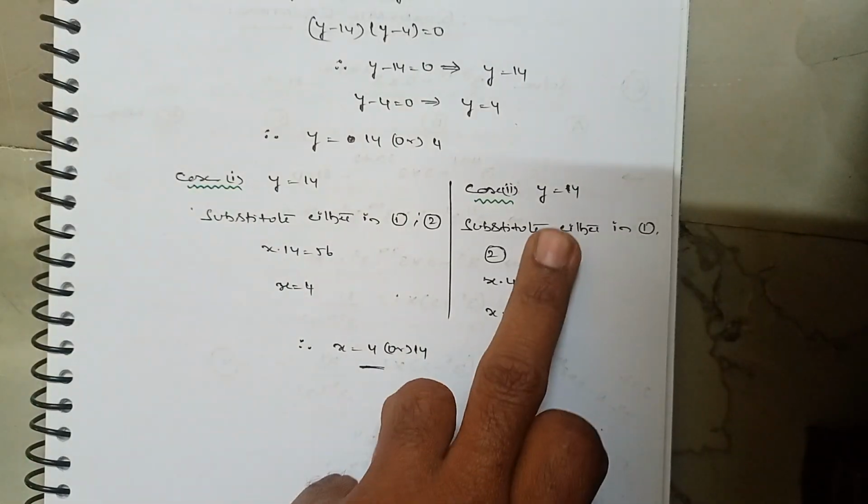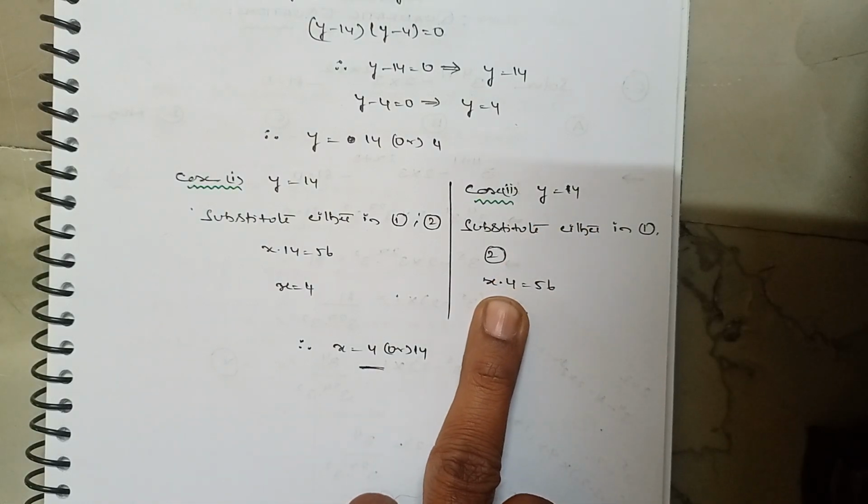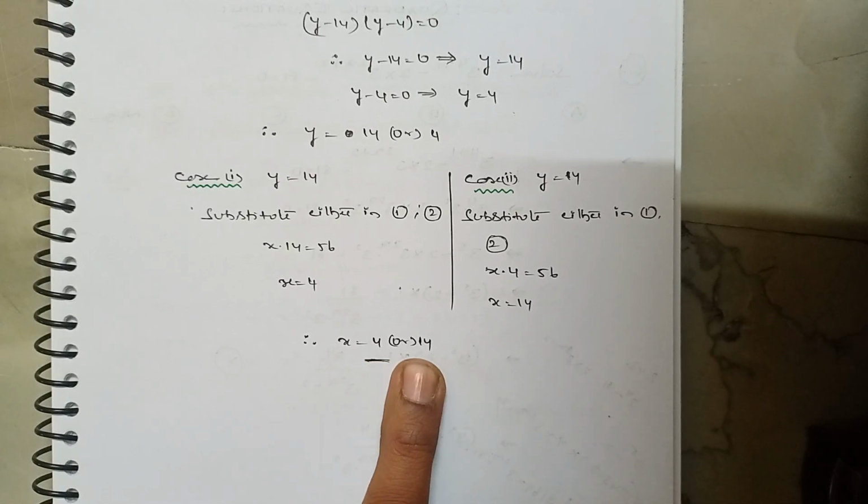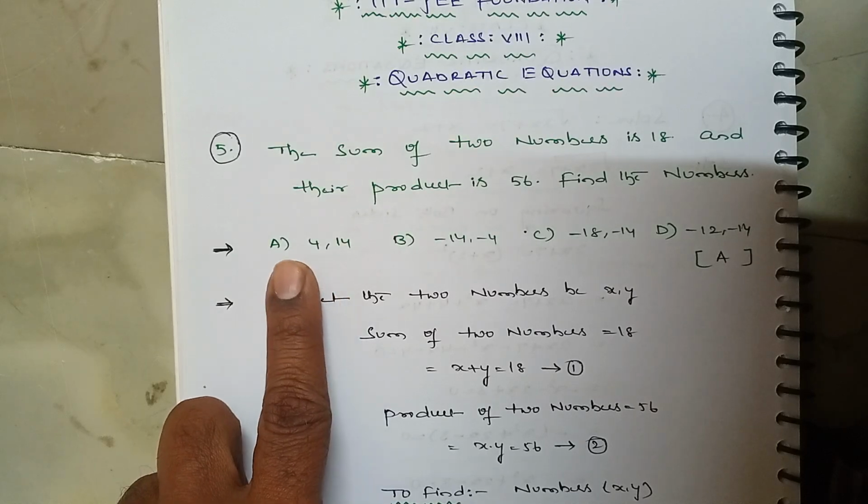Okay, in case 2, y equal to 4, what does it become? Substitute in place of y, we get x equal to 14. Therefore x equal to 4 or 14, guys. That is option A. Option A.